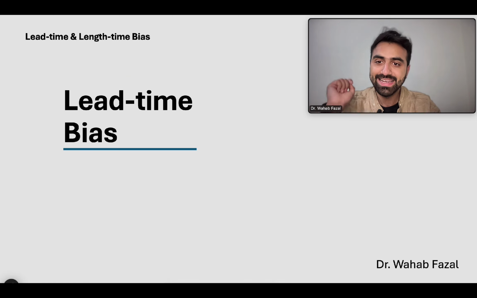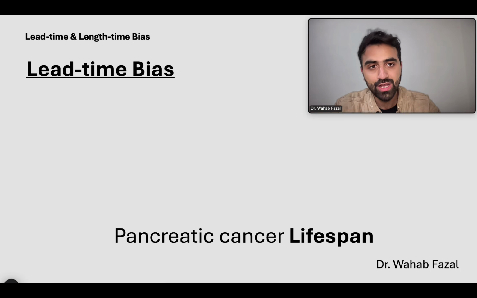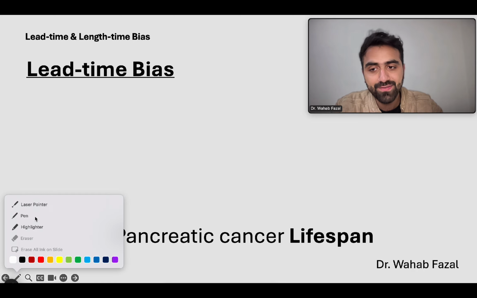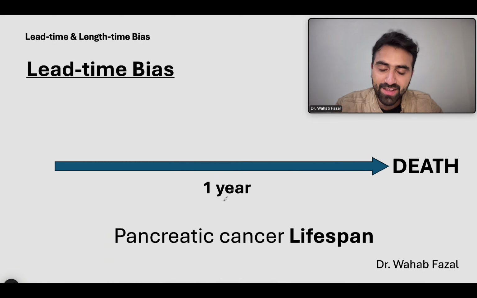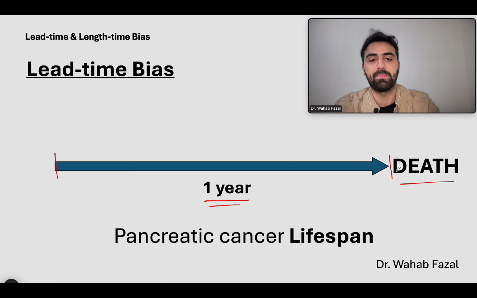So the first thing, let's talk about lead time bias. We'll understand lead time bias with the help of an example. Let's draw out the example. So we're taking the example of an advanced pancreatic cancer lifespan of an average patient. So this lifespan is around 1 year. So when the cancer forms and around a year later, they die. And unfortunately, there isn't a lot that we can do for it, supposedly, for this example.